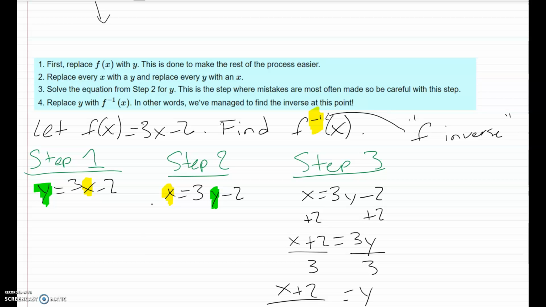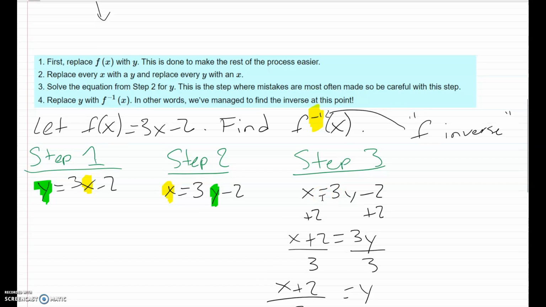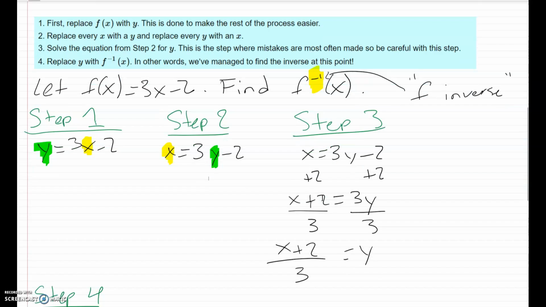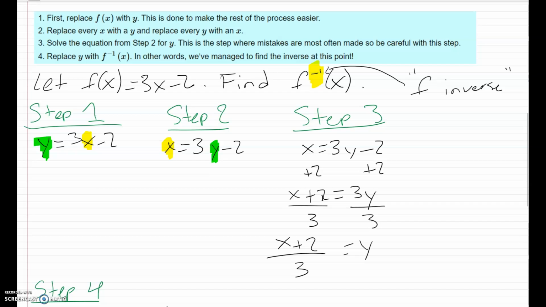Step 3. Solve the equation from step 2 for y. This is the step where mistakes are most often made, so be careful with this step. And it's true, solving equations is hard, but we can do this. I believe in all of you. So, let's solve. If you wanted to solve for y, we can add 2 to both sides.